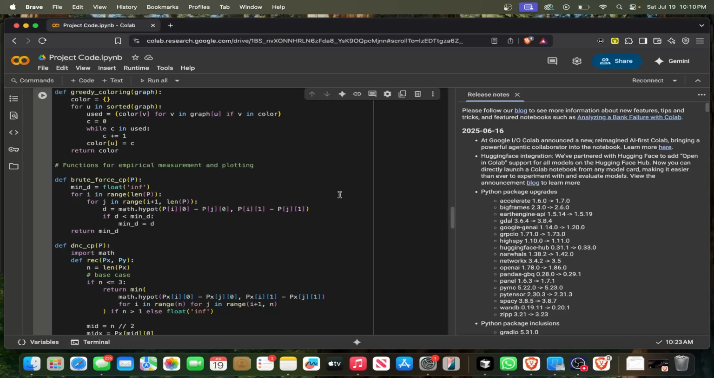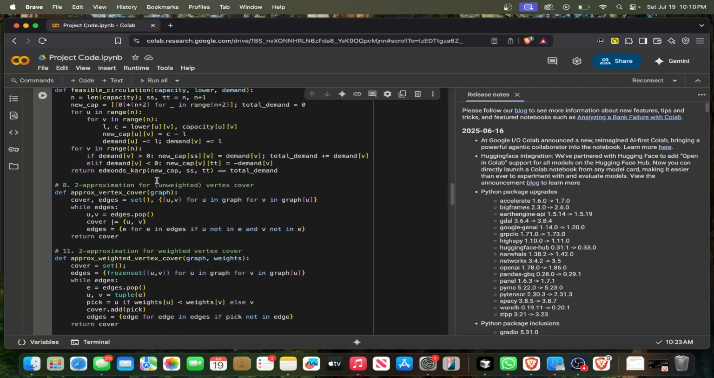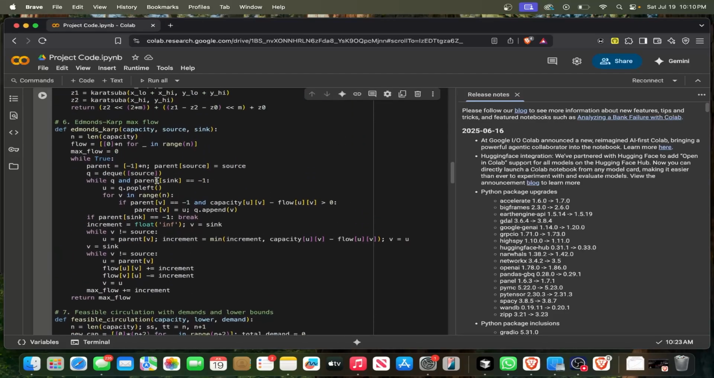In algorithm one, we use a brute force method. It's pretty straightforward to implement. We loop i from 0 to n minus 2, and for each i, loop j from 1 plus i to n minus 1. Then we compute the distance and track the minimum. Another algorithm that we implemented is the divide and conquer method.